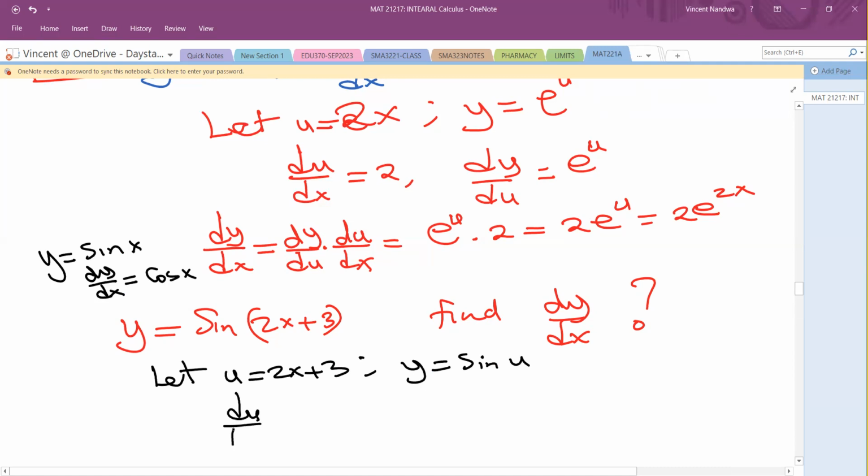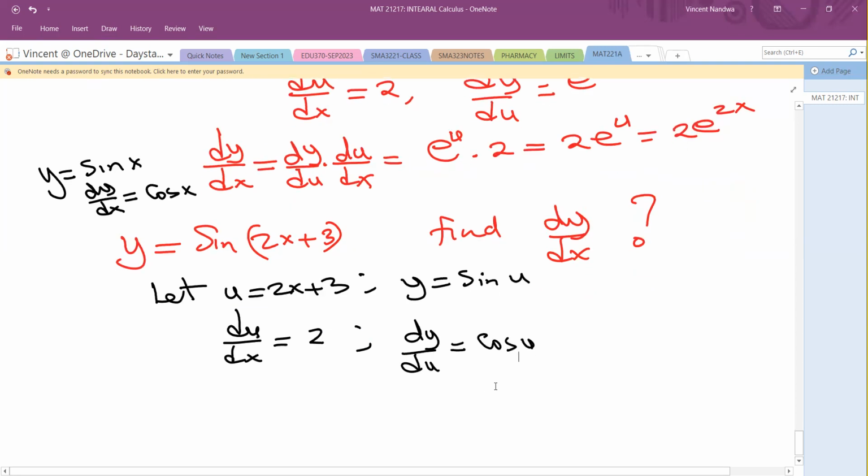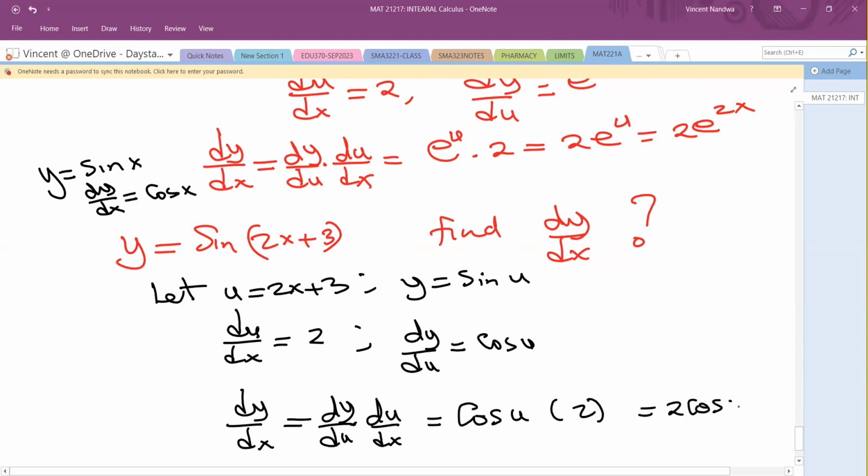So what would be du/dx? du/dx will be 2. Remember, the derivative of a constant is 0, so the 3 is not affecting that. So I have 2. Then dy/du is cos u. For the final answer, you write dy/dx by chain rule is dy/du times du/dx. So you'll have cos u times 2, which is 2 cos u, which is 2 cosine of (2x plus 3).